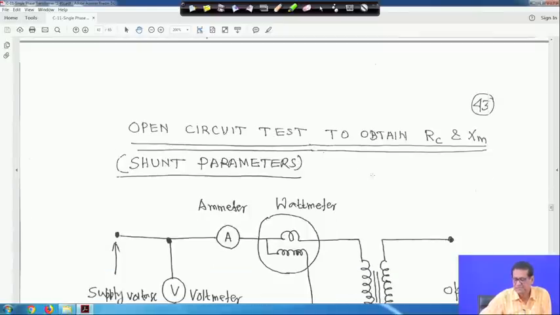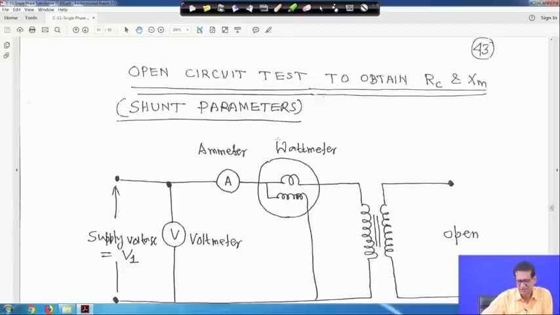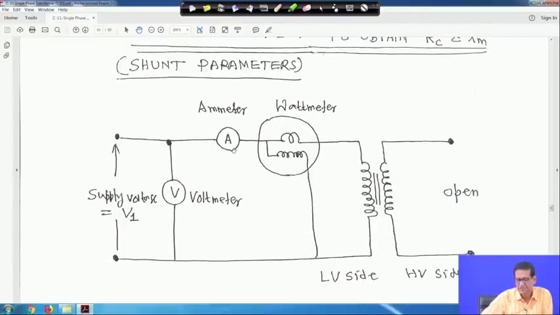Now, the open circuit test to obtain Rc and Xm. For the transformer we have to find out the parameters, particularly Rc, Xm, R1, X1, R2, X2, all these we need to obtain. Generally, the open circuit test is for obtaining Rc and Xm, which we call shunt parameters because these are connected in parallel. For the open circuit test, you have to connect one ammeter and one wattmeter, and the secondary side, the high voltage side, remains open.